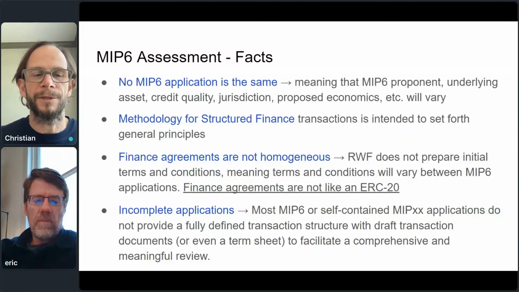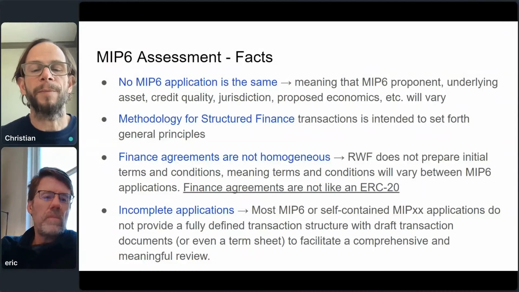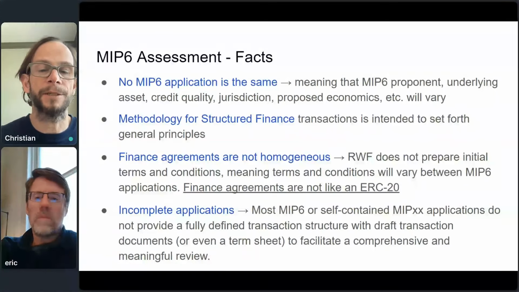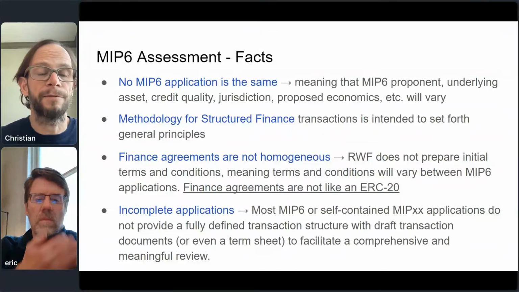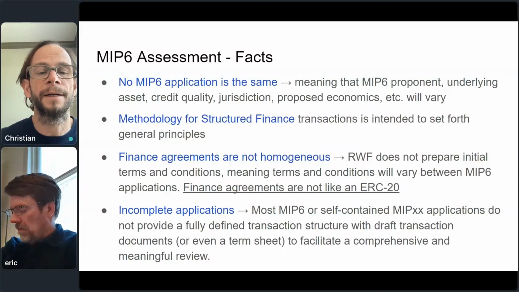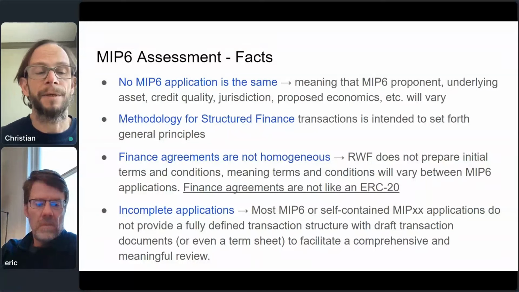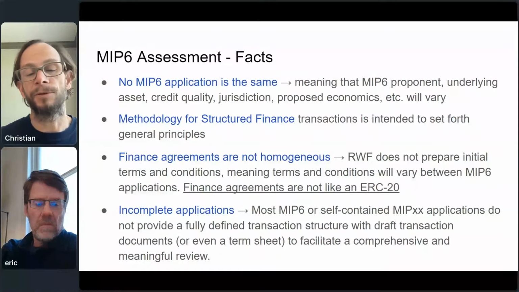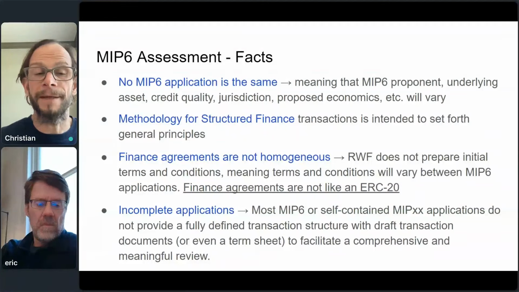Which goes to my next point, which is finance agreements themselves are not homogeneous. We don't prepare the initial terms and conditions, and that means the terms and conditions are going to vary between MIP6 applications. Unfortunately, finance agreements, even in the real world, let alone in DeFi, are not like ERC20, where it's fairly standardized. Applicants use different forms, different language, draft things in their favor in the first draft, leave things out. So we end up spending a lot of time actually reviewing what the finance agreements say.